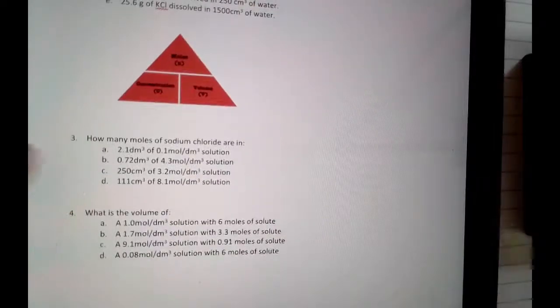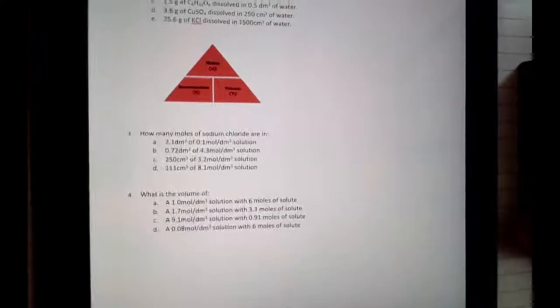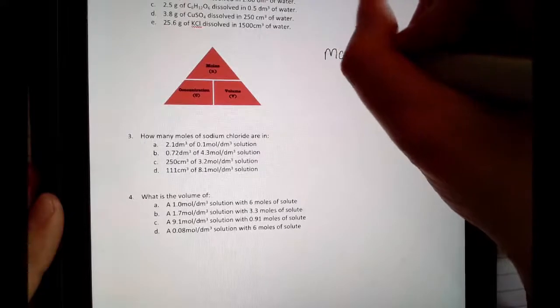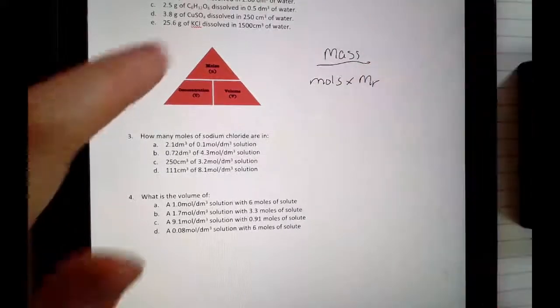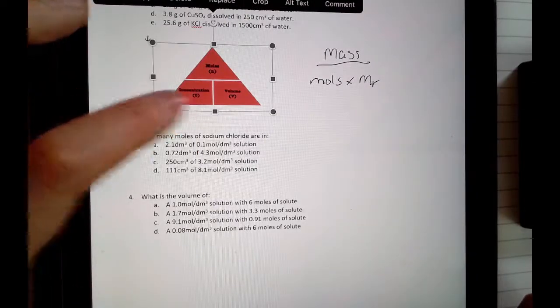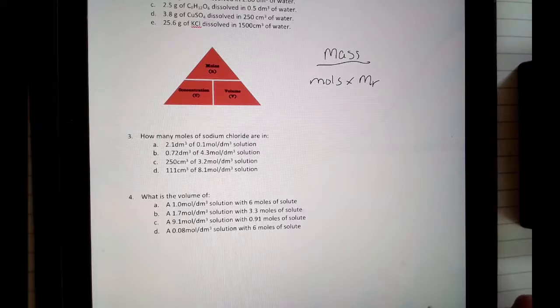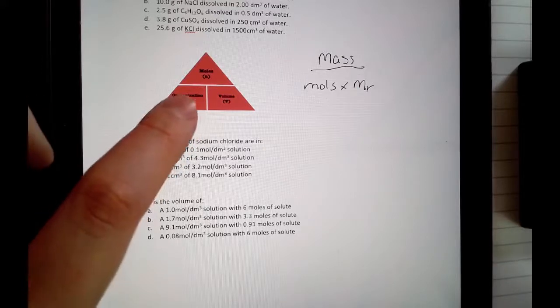In questions 3 and 4, I provided you with this formula triangle, okay? We've had another formula triangle, one with mass at the top and moles and formula mass at the bottom. Now I've written this other triangle for you where I've got moles at the top and concentration and volume at the bottom. And what I want you to do is use this triangle.